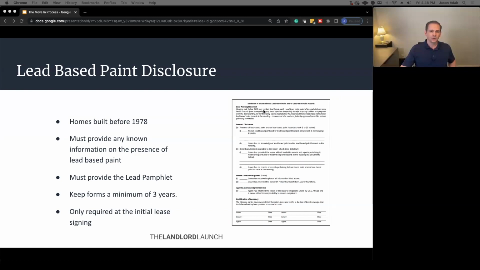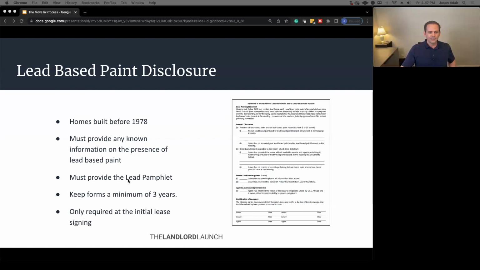So if you don't know if there's lead-based paint there or not, there are some things you can mark here, and we'll open up this form and take a look at it. But basically what you're saying is that the home was built before 1978. If you don't know anything else, you haven't run any tests, that's fine, but you are at least telling them it's built before 1978. There's probably lead there. You don't know where it is, you haven't had it tested, but there's probably lead there, so you need to be aware.